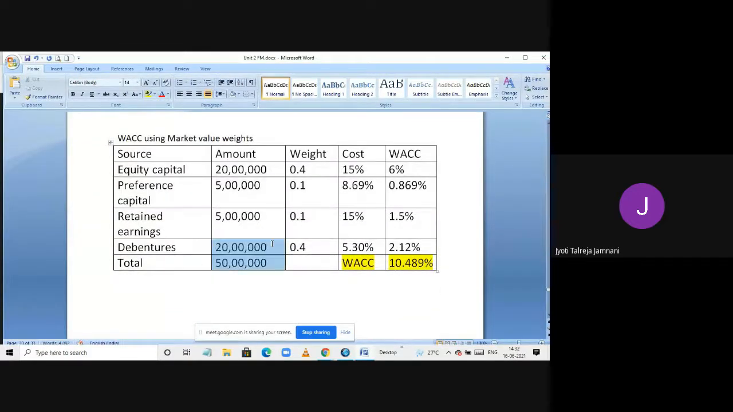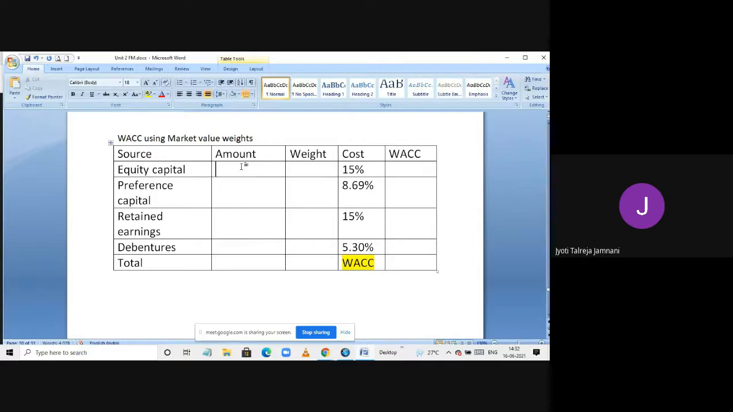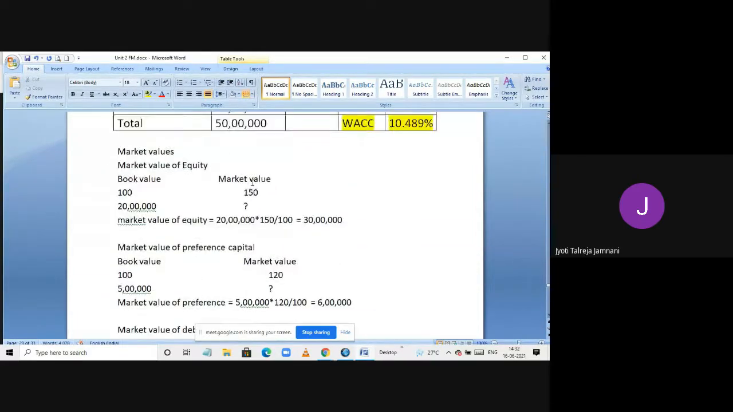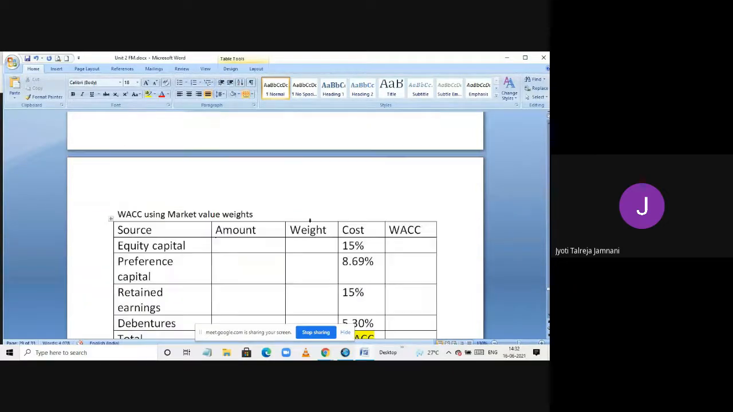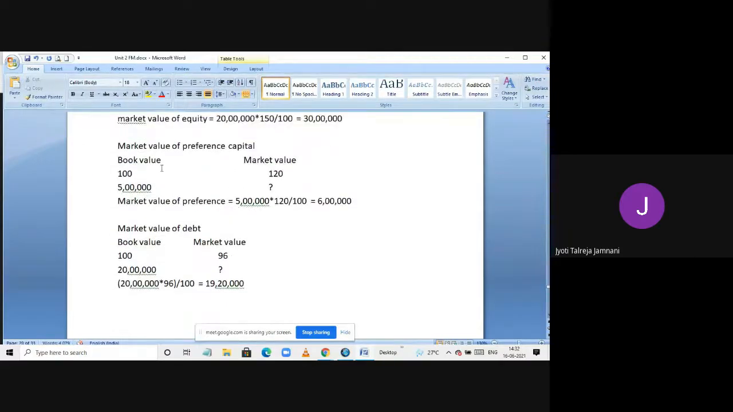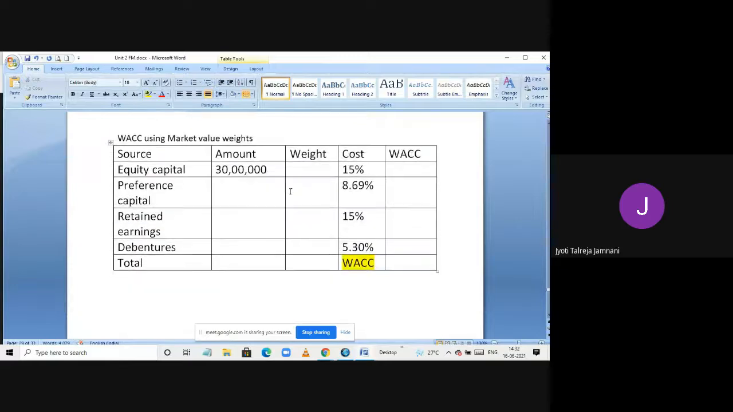So now these amounts will change because we have found the market value of each of the things, and therefore the weights will change and WACC will also change. For equity, we found the market value is 30 lakhs. Book value was 20 lakhs. Preference, you found the market value as 6 lakhs in the working note. For retained earnings, the market value is as it is, 5 lakh. It will not change. For debentures, you found it 19 lakh 20,000.